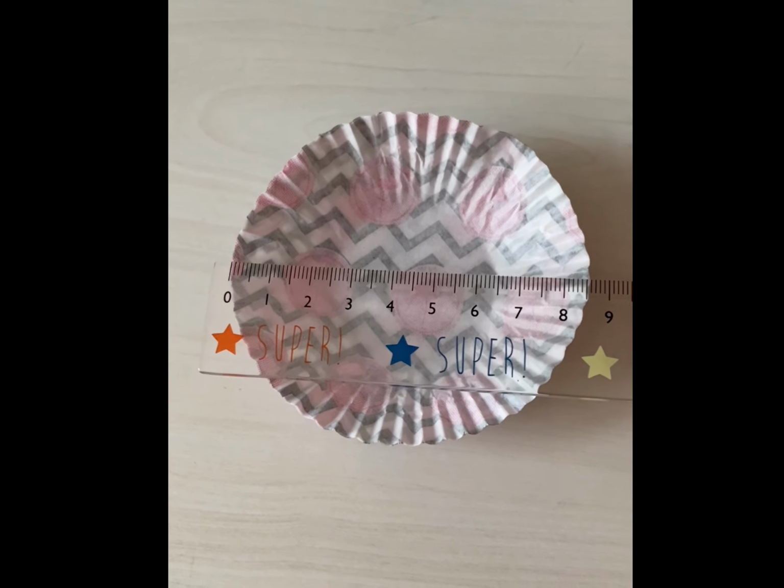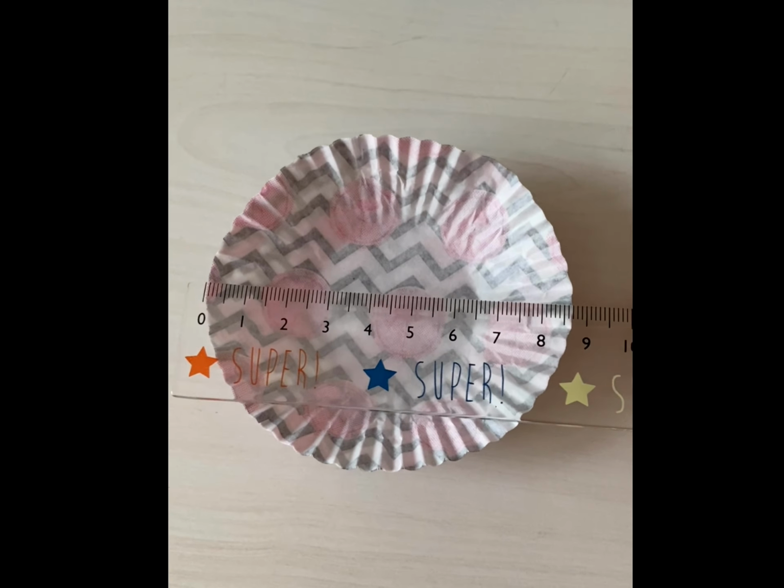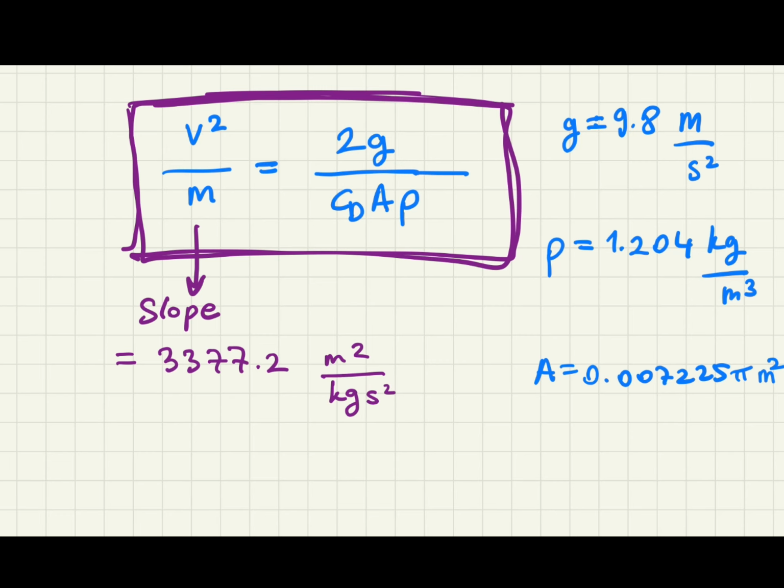The radius of a cupcake cup is 8.5 centimeters. Since we now know every value in this equation except C_D, it can be calculated. So the coefficient of drag is found as 0.21236.